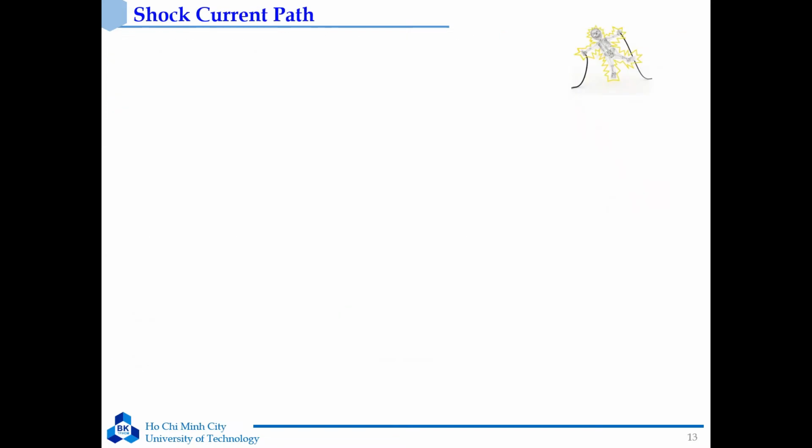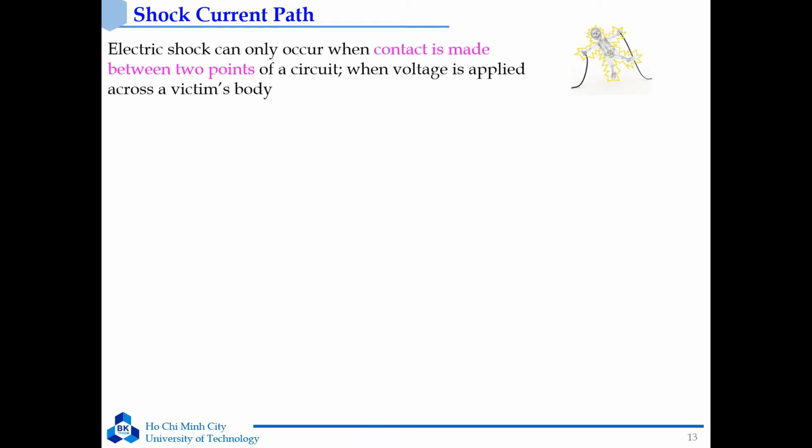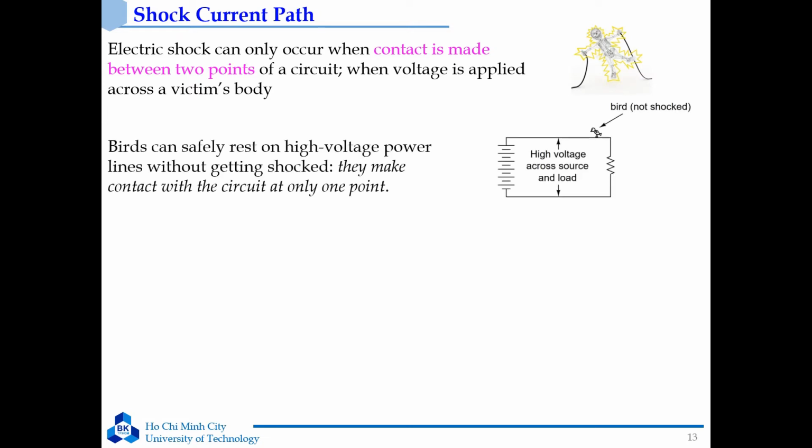Now let's discuss how the electric shock occurs. The electric shock occurs when contact is made between 2 points of the circuit, when the voltage is applied across the victim's body. You can see the person can safely rest on the high voltage power lines without getting shocked, because they make contact with the circuit at only 1 point.